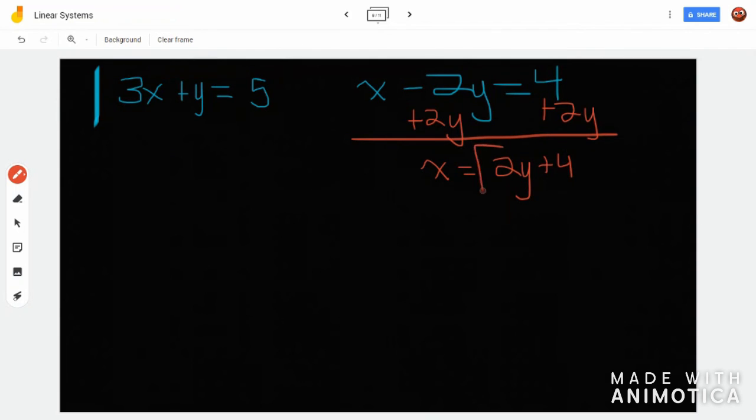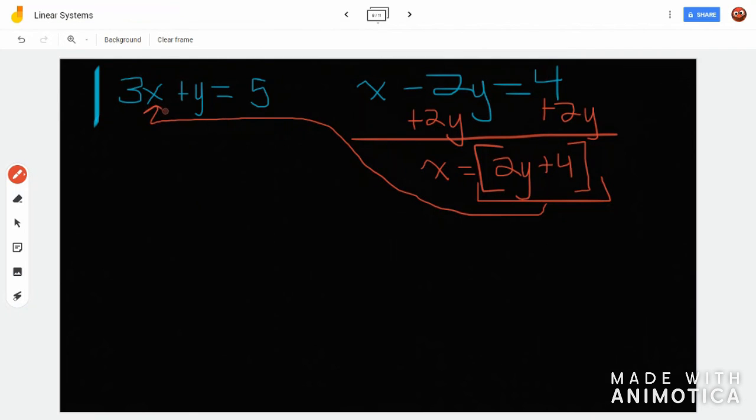Now, I'm going to put this in brackets. You can use brackets or parentheses. You don't need to, but I'm going to because this helps me know that I'm going to take this entire chunk of equation, because it's equal to x, and I'm going to take it over here and drop it in right there for x. So instead of having an x here, I'm going to have 2y plus 4.